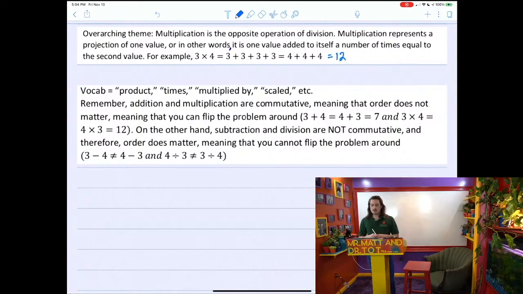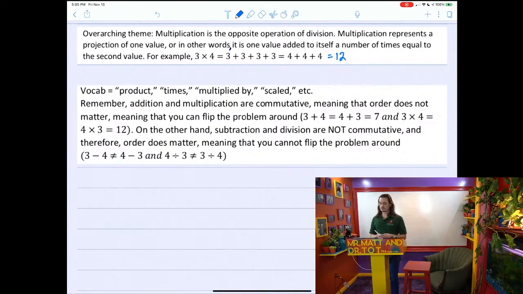Also, one more thing, remember that addition and multiplication are commutative. We'll have more on that later. That's a big fancy word that means you can flip addition and multiplication around and the order doesn't change or impact the result of the operation. But that's not true for subtraction and division.